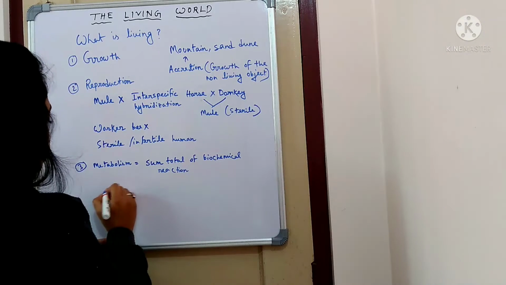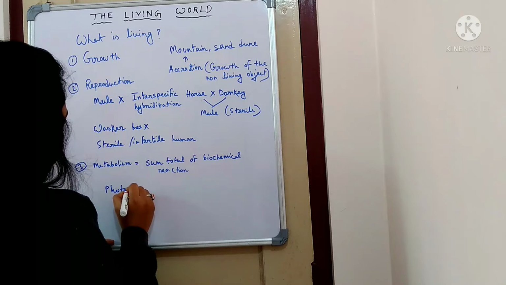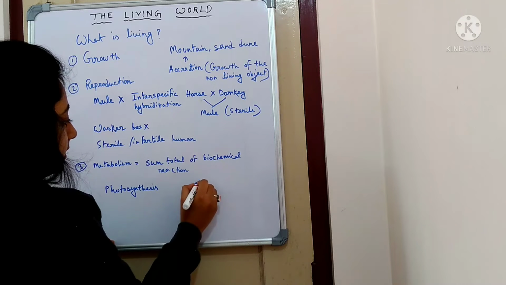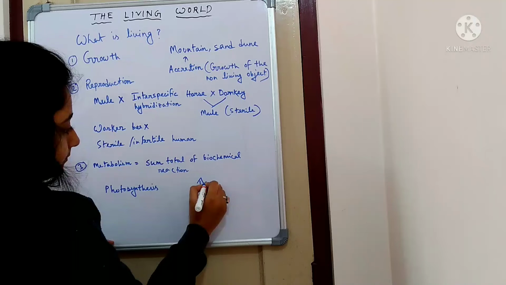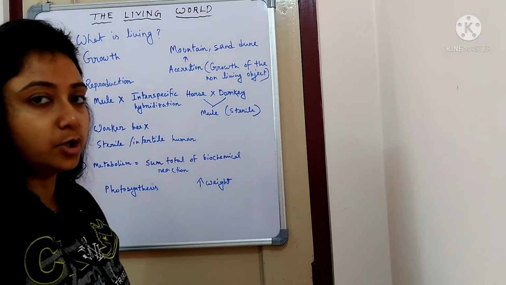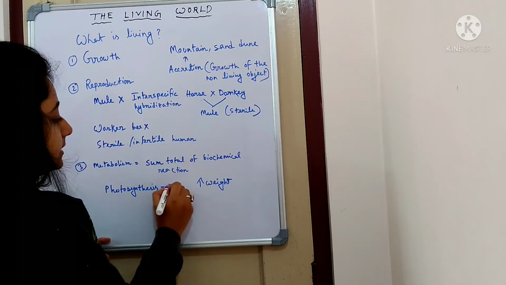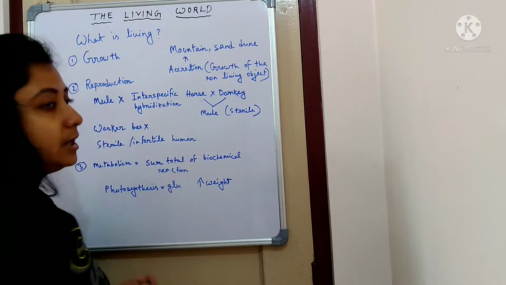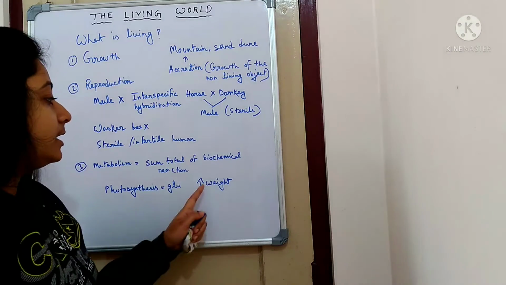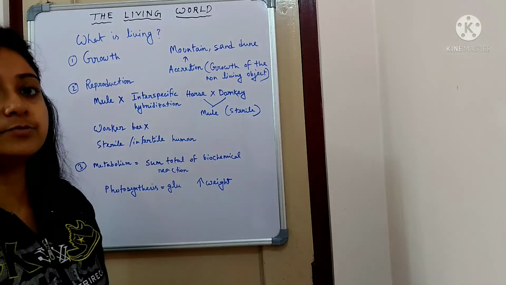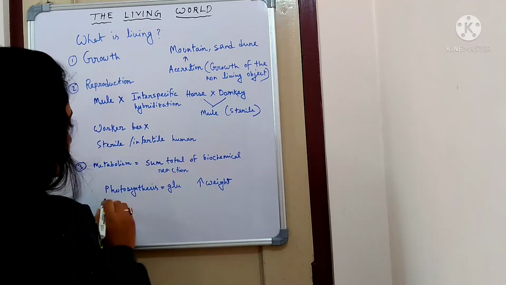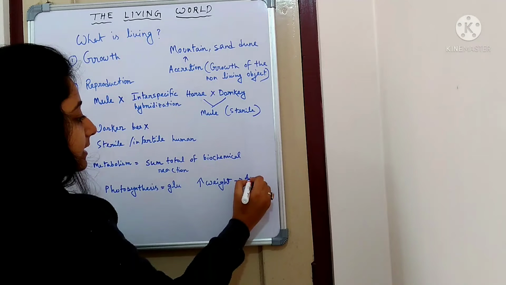Let me write it down here so it will be easy. Photosynthesis is the process where gaining of weight is occurring in the plant body, because photosynthesis results in the production of glucose. Production of glucose occurs in photosynthesis. That is why weight will be gained. The plant's dry weight will be gained. So this process has one term that is called anabolism.